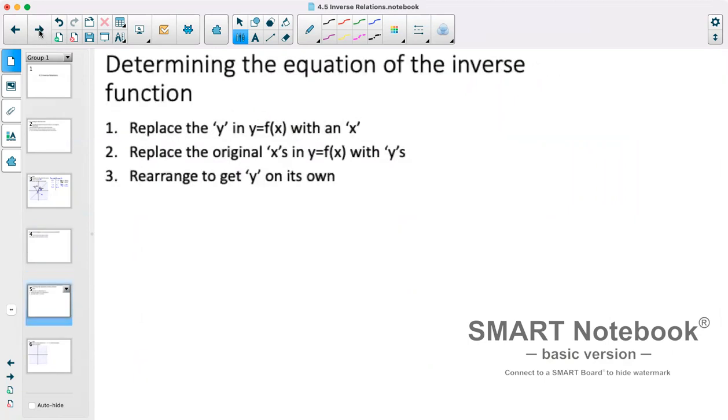So next we'll look at determining the equation of the inverse function. When we're asked to come up with our equation, if they've given us the original one, we go through and replace the y in the original function with an x, and then take any of the original x variables and replace them with y's. We then rearrange to get y on its own.